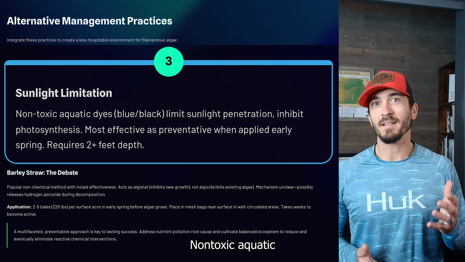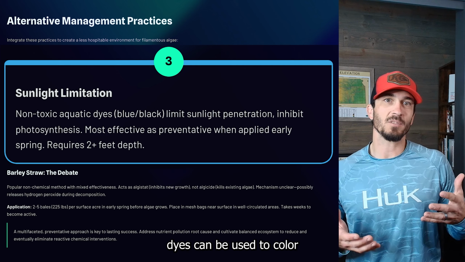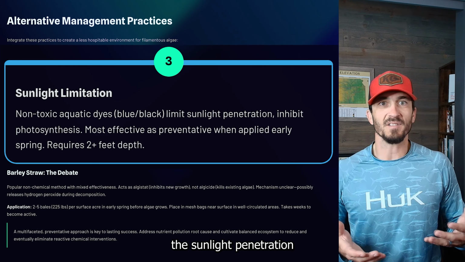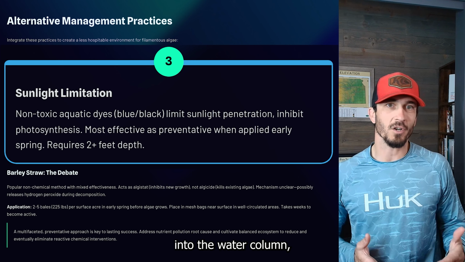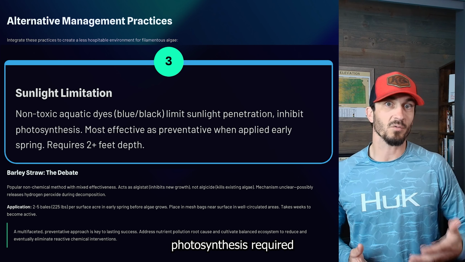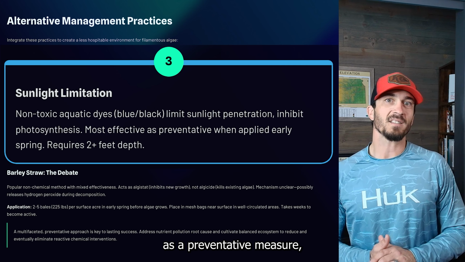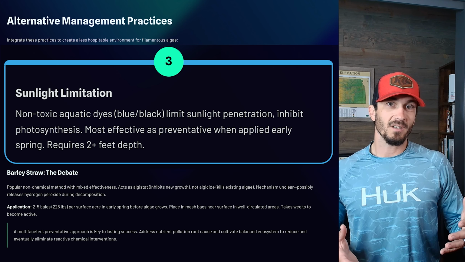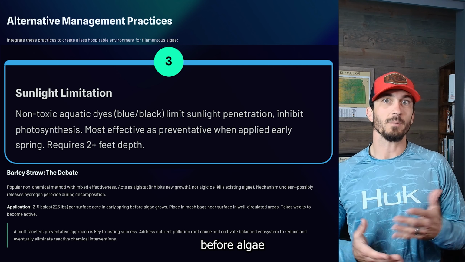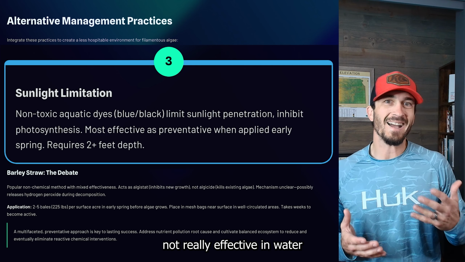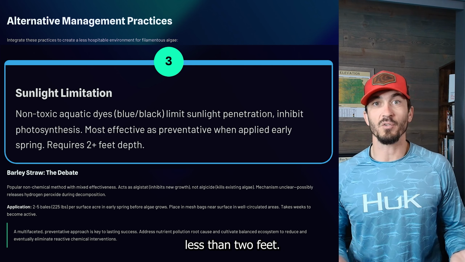Non-toxic aquatic dyes can be used to color the pond, typically shades of blue or black. It limits the sunlight penetration into the water column, inhibiting photosynthesis required for algae growth and plant growth. They're most effective as a preventative measure, when applied early in the spring before algae become established, and are generally not really effective in water less than 2 feet.